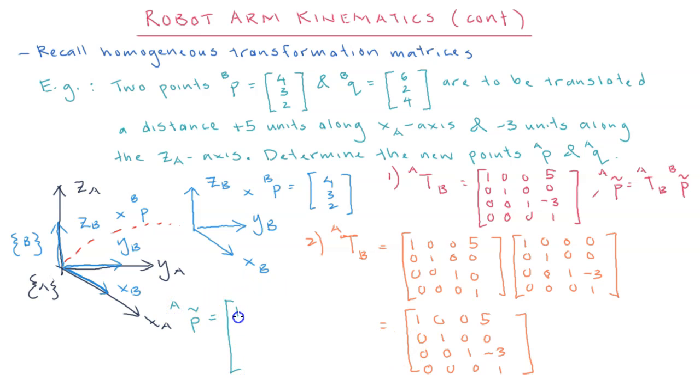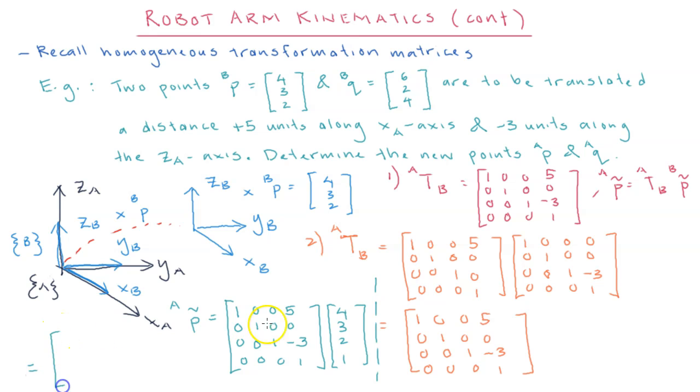This matrix multiplied by 4, 3, 2, 1. Why 1? Why we appended 1 is because this position vector has to be expressed in homogeneous coordinates. So if you multiply this, I'm sorry, I have to write the answer here.